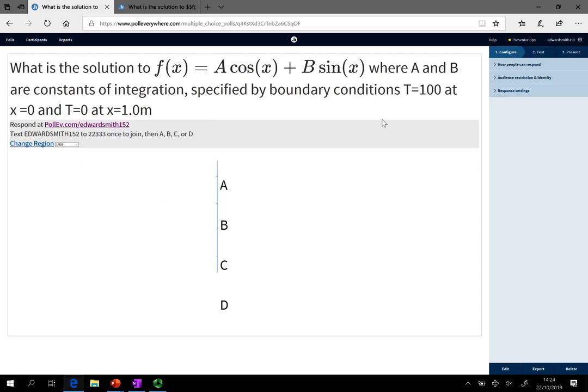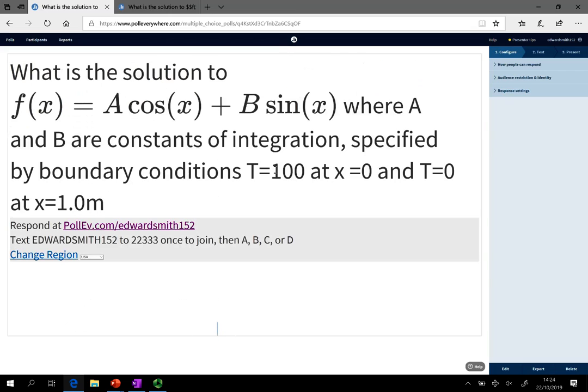So the idea is, if you go to this website, you can answer which one you think is correct. There's four possible answers on there. If you work through this, as soon as you've got an answer, put it on there. Then it will come up on the screen and give me an idea of who's chosen which answer, so we can get an idea.